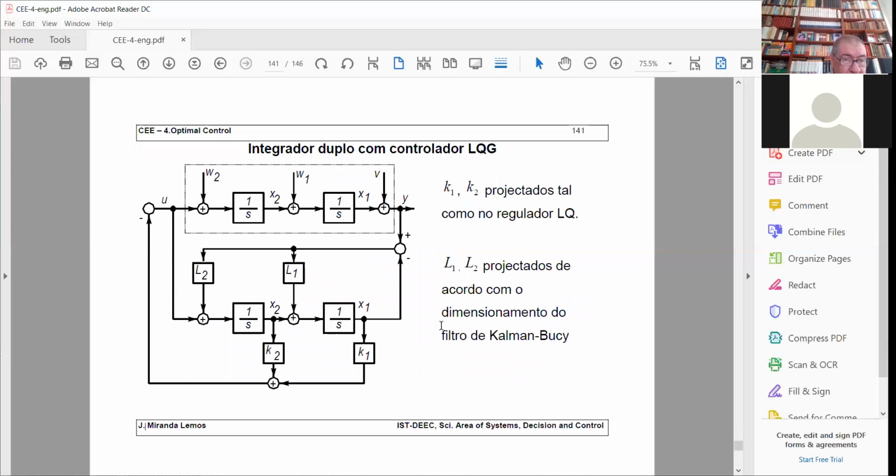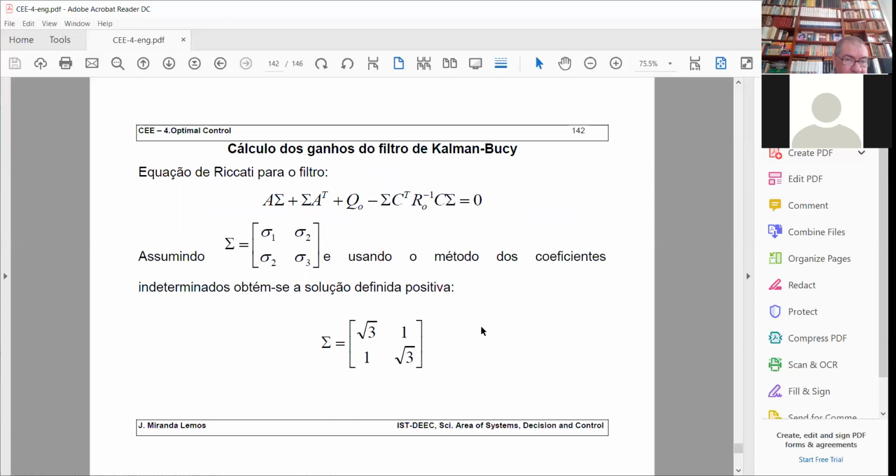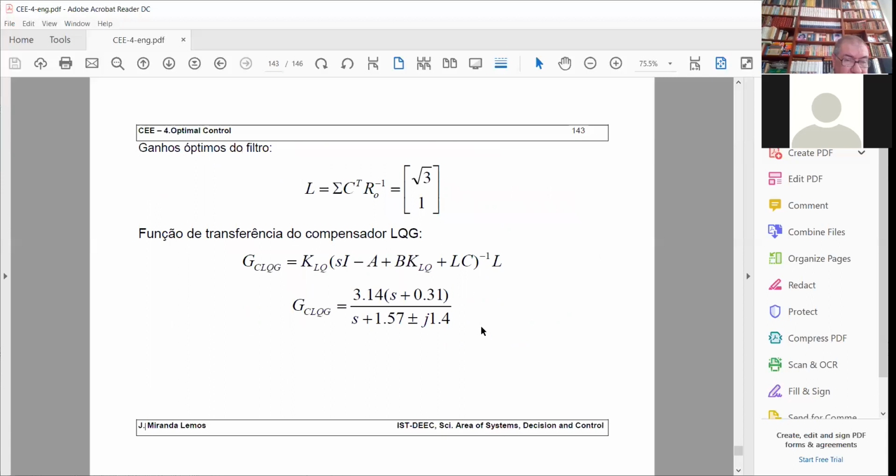So your controller has now this structure. You have here a replica of the double integrator, these two integrators. These are x1 hat and x2 hat. Sorry, there is a typo here. There should be hats because these are estimates. And you reinject the output error with gains L1 and L2. These L1 and L2 you design using the Riccati equation for the filter, the Kalman filter. And then you feed back your estimates with K1 and K2 that you have previously designed. So this is the equation for the Kalman filter to compute L1 and L2.